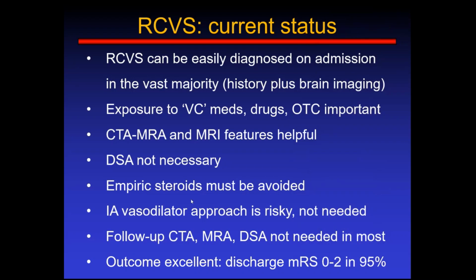So in summary, we can diagnose it very easily today. Ask for exposures, look carefully at the CTA and MRI features. Invasive procedures are not necessary, avoid steroids. And in my experience, because these patients get better, I don't need to document reversal. So I've even stopped doing a CT or a follow-up MRA.